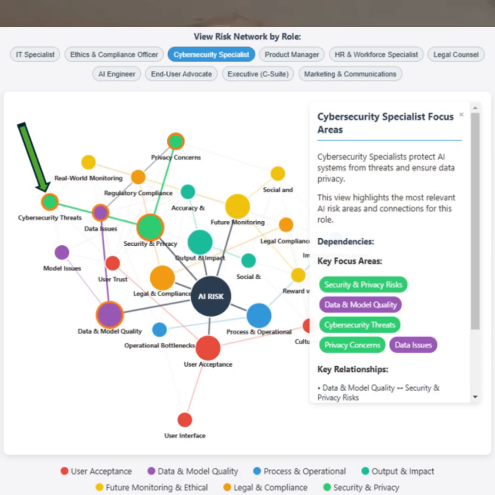So, if someone selects a role, let's say a cybersecurity specialist, what happens? The model highlights the primary risk areas for that role. For example, cybersecurity specialists would see risks related to data security, adversarial attacks, and regulatory compliance. The network graph updates dynamically to show interdependencies. This is brilliant. That makes AI risks more transparent and tailored, much easier to understand.